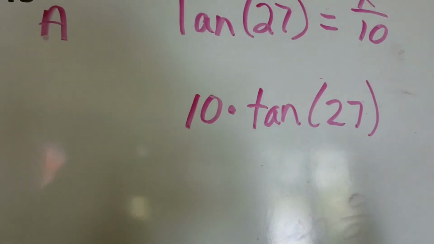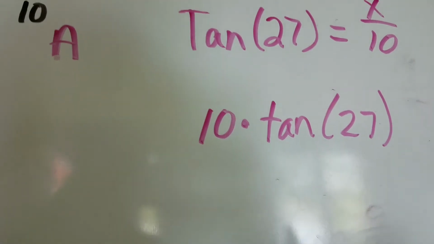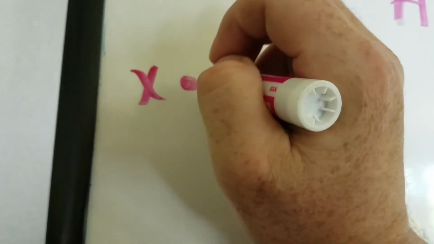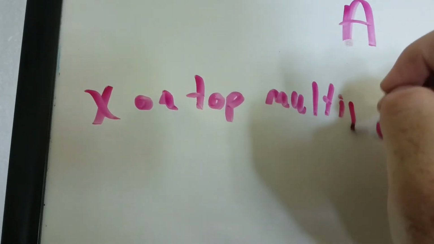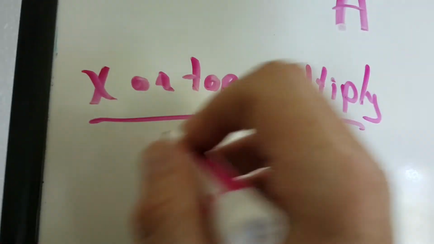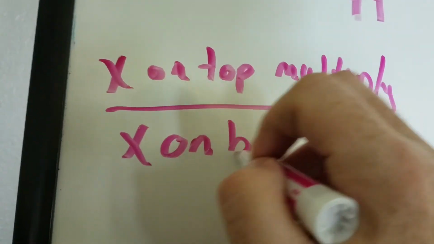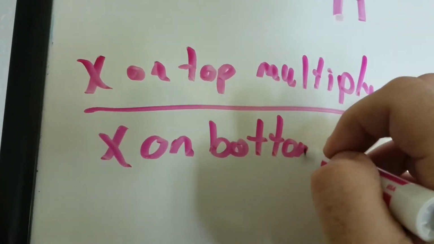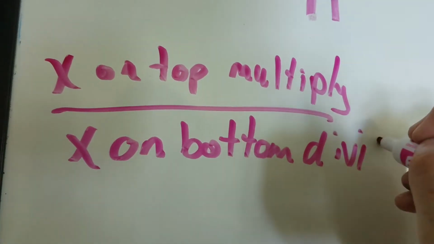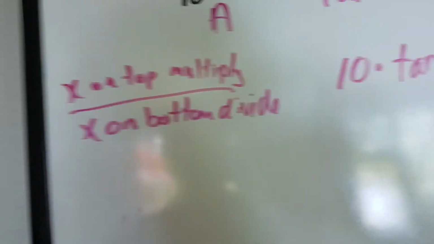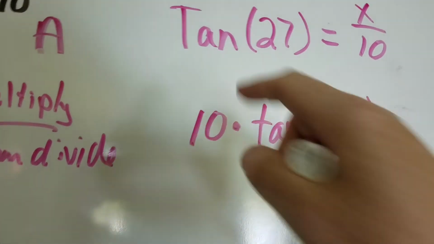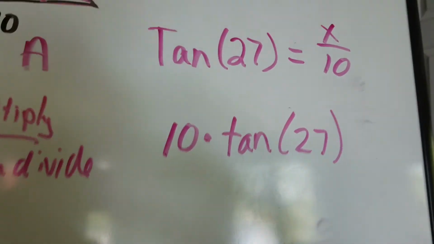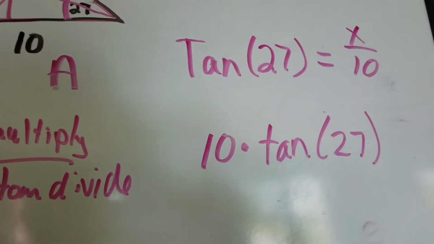Now, let's do another problem where X is on bottom. If X is on top, remember we talked about this, we multiply. And X on bottom, we divide. That's the only difference. If you always set it up this way, you take whatever the number is over here and divide it by the smaller number, then we're good to go. And that's the fun with these. You put it in your calculator, get your answer.